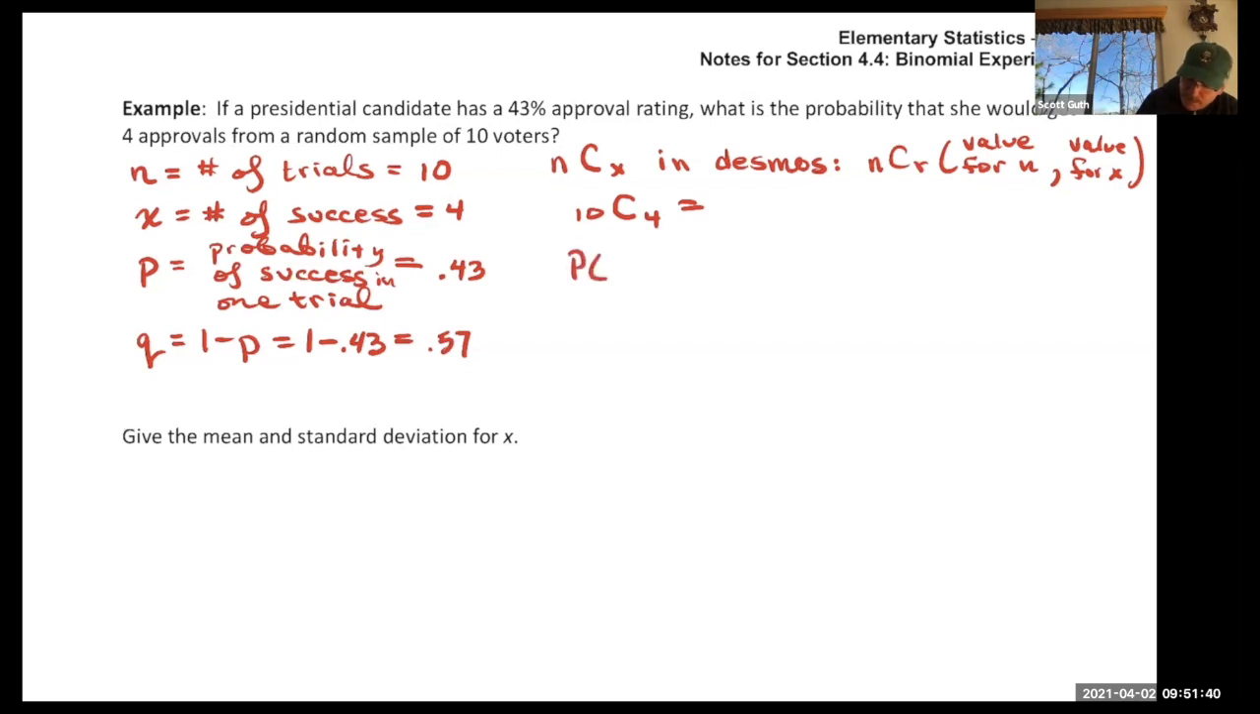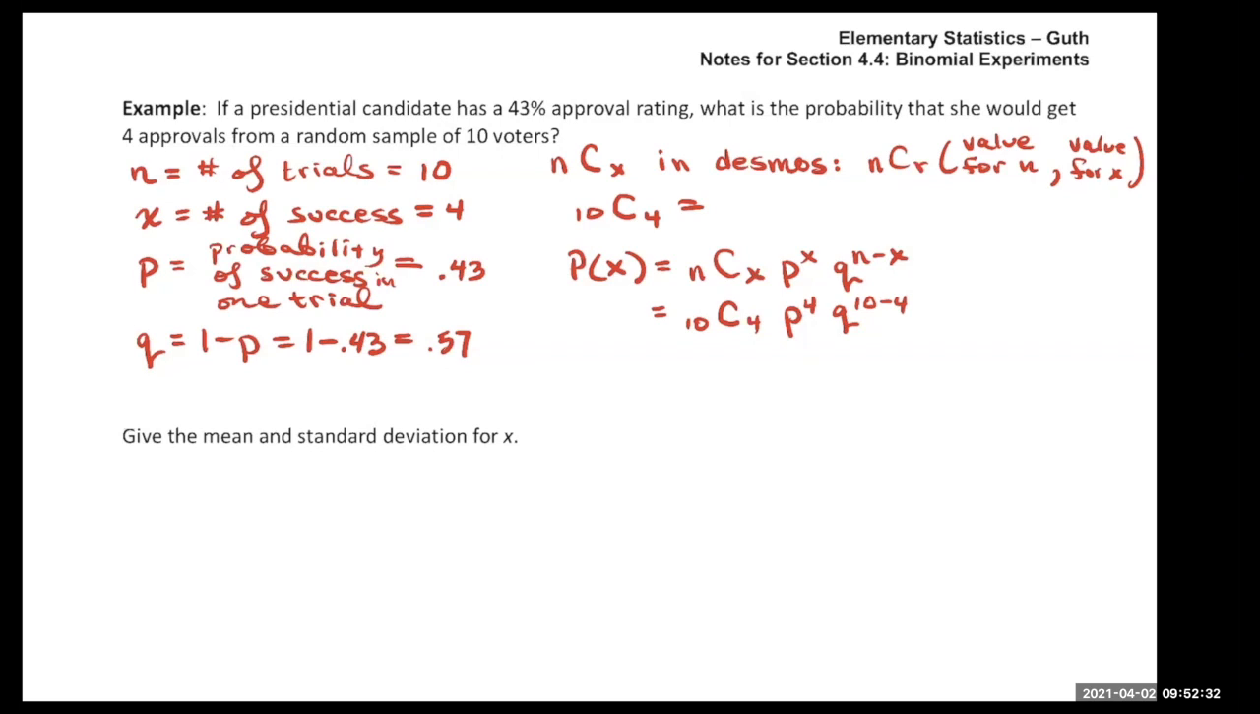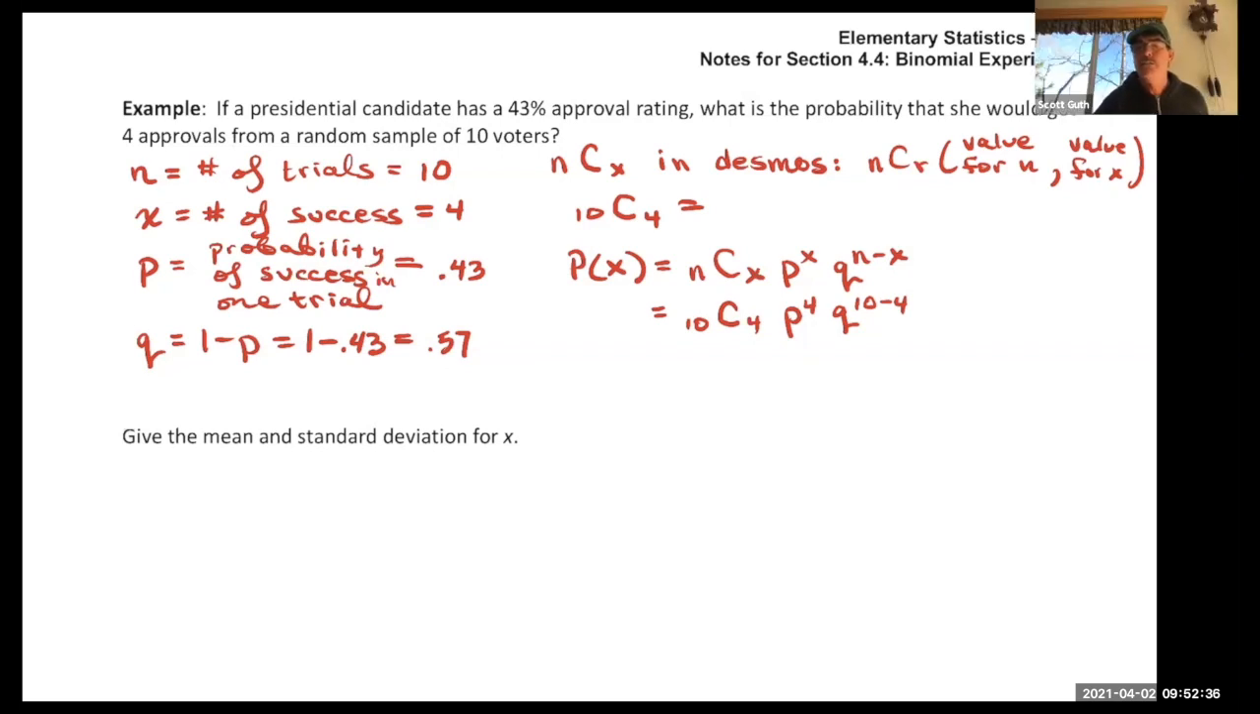So the probability of X successes is n choose x, little p to the x, little q to the n minus x, like that. I'm going to put values in before we start evaluating. So n choose x means 10 choose 4. P, I think I'd just leave this as a p to the 4, x is 4. And little q goes in with the n minus x. So this will be 10 minus 4. Okay. So that's the computation. Seems a little silly to do this all by hand.